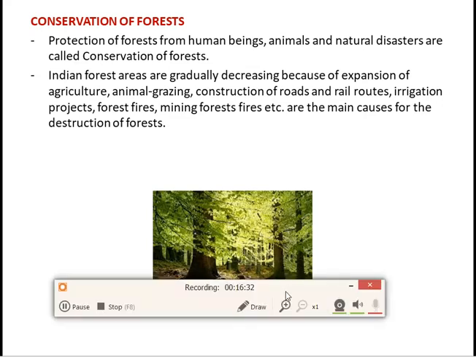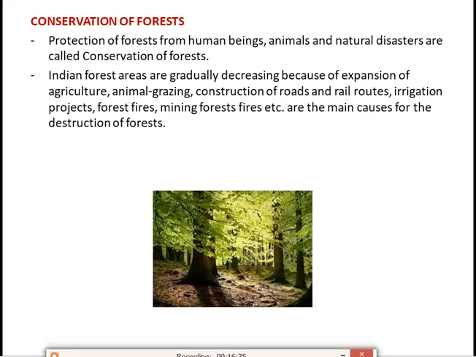Now let's talk about conservation of forest. How we can conserve the forest, how we can protect the forest, because they play a very important role for us and for our environment. So we have to conserve the forest. Protection of forest from human beings, animals, and natural disasters like floods, volcanic eruption, etc., is called conservation of forest.